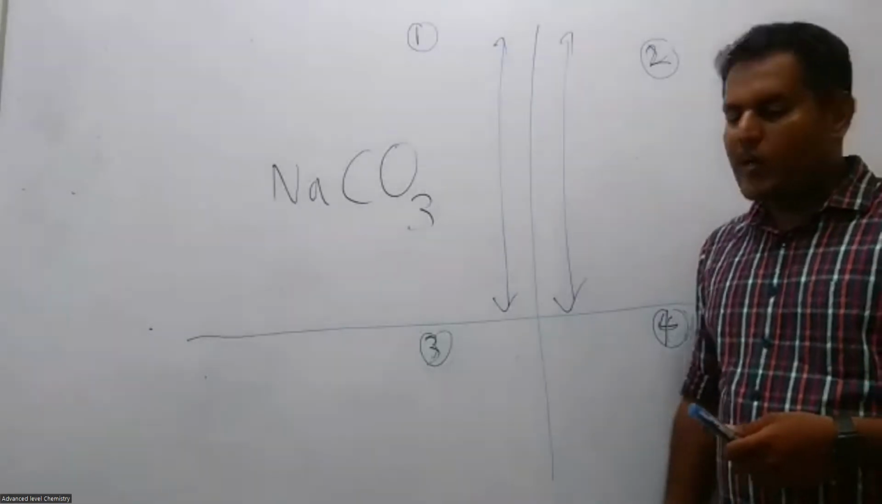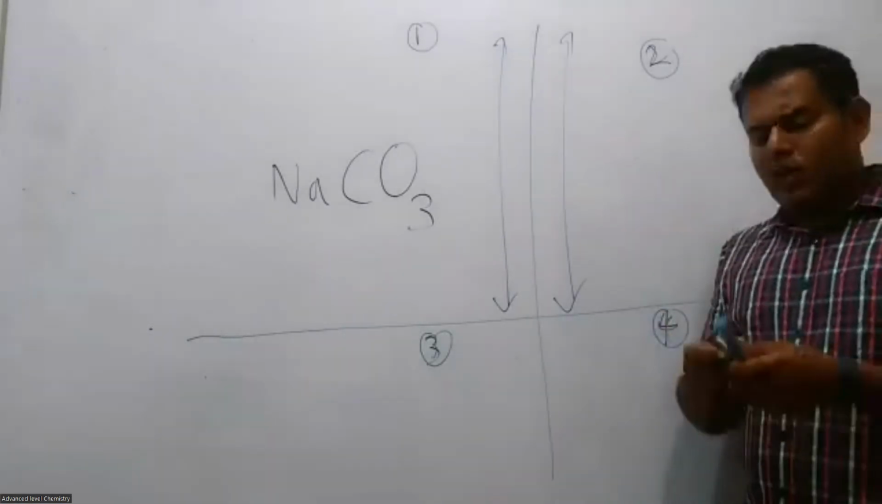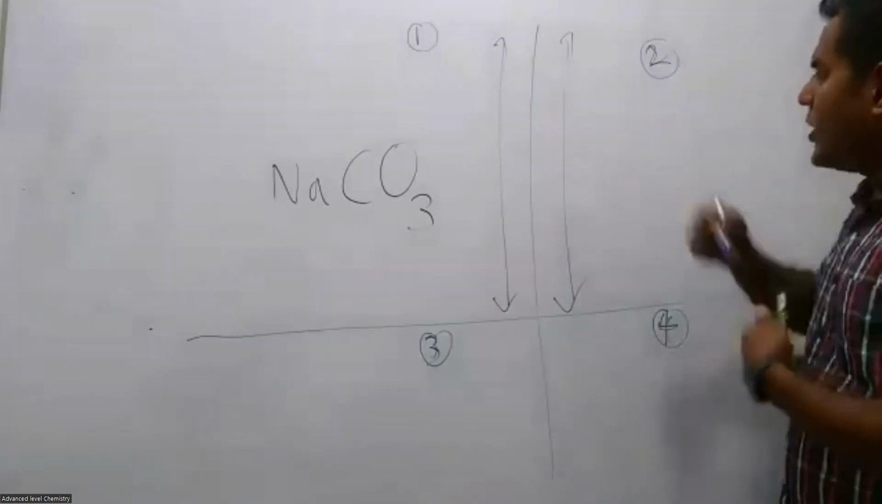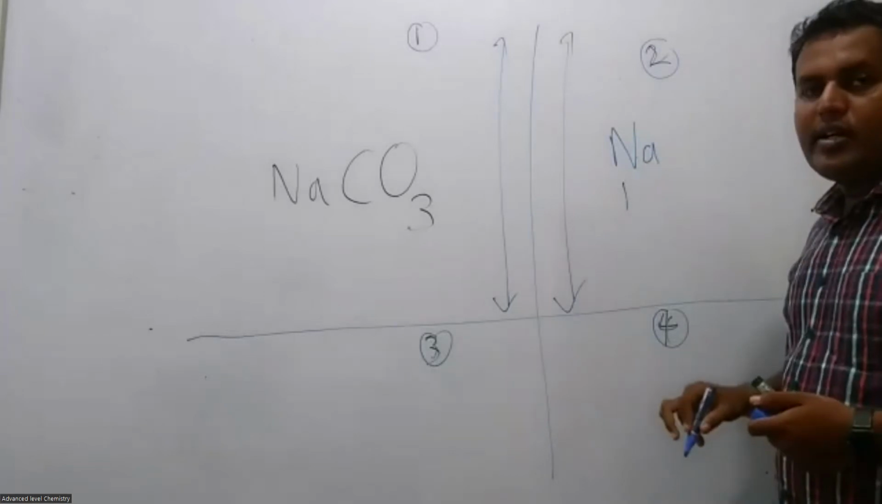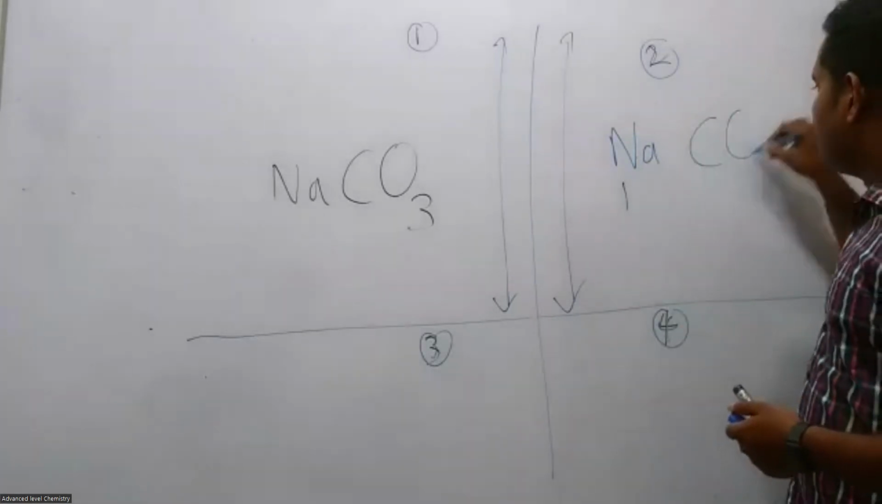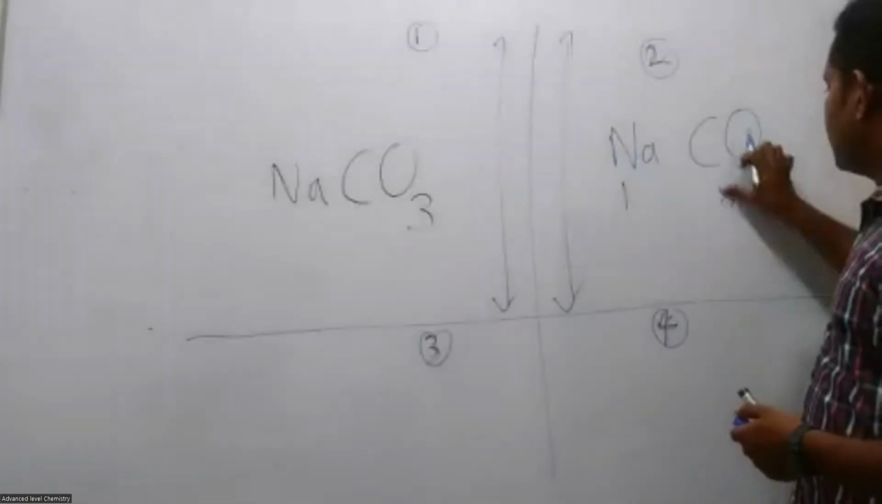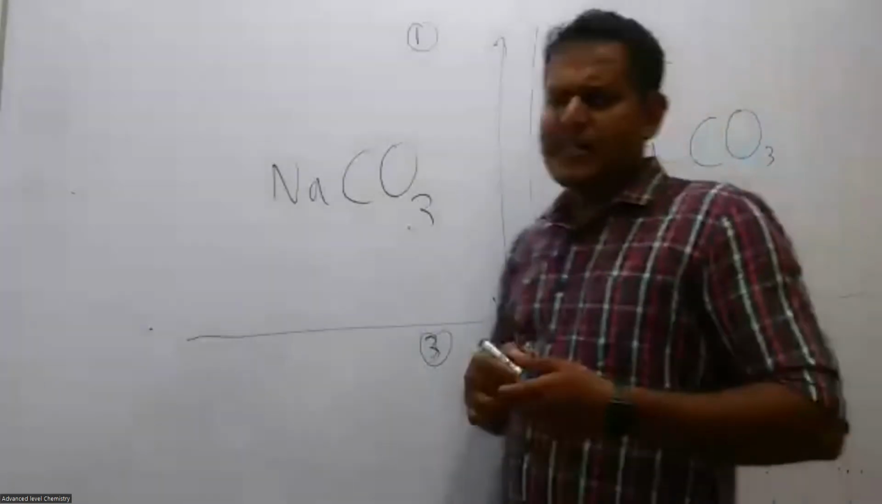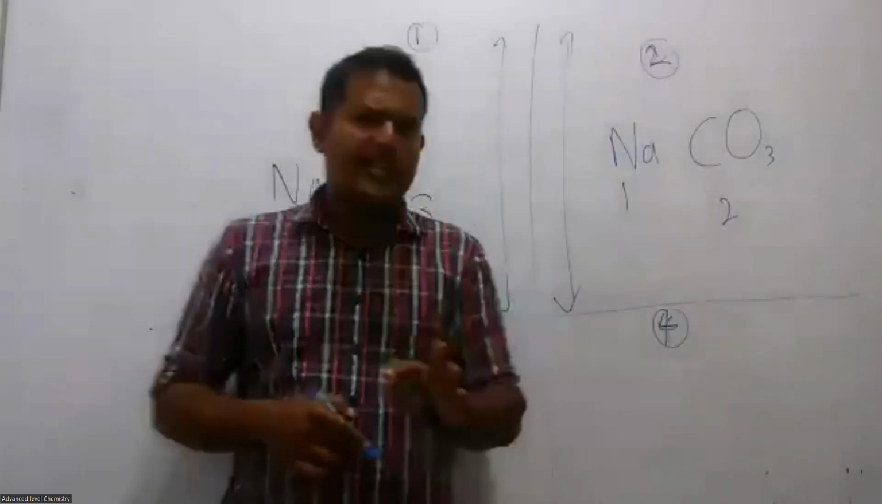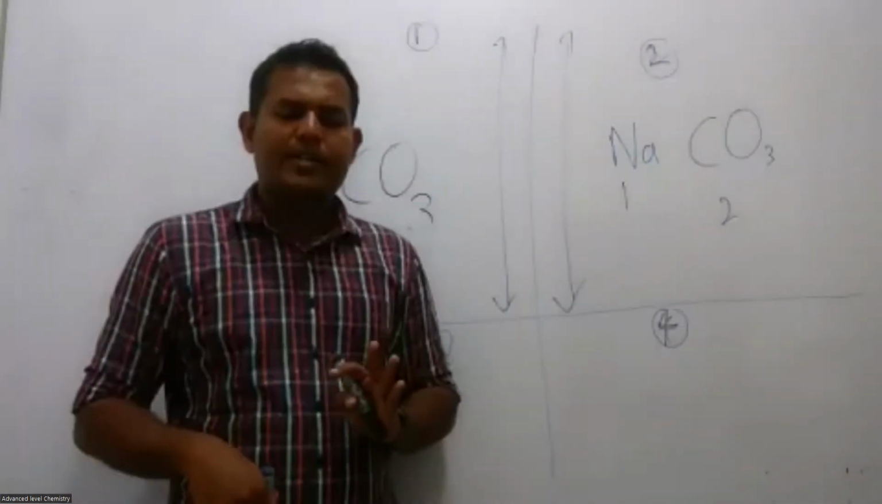Okay. Now in your O levels, you have studied sodium. In sodium, the valency is 1. In carbonate, CO3, the valency is 2. That is correct, but in A levels, this is not the proper way.